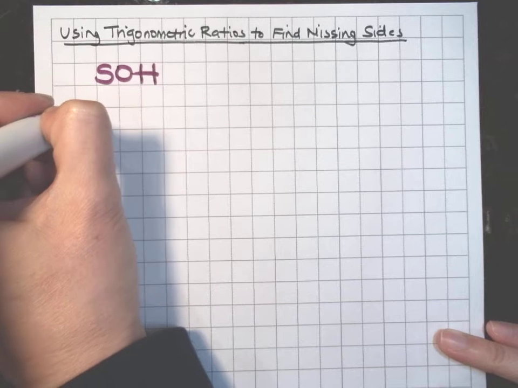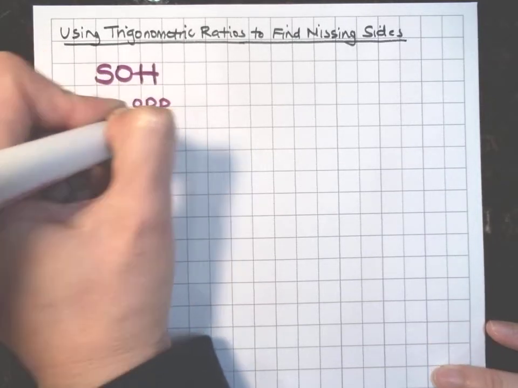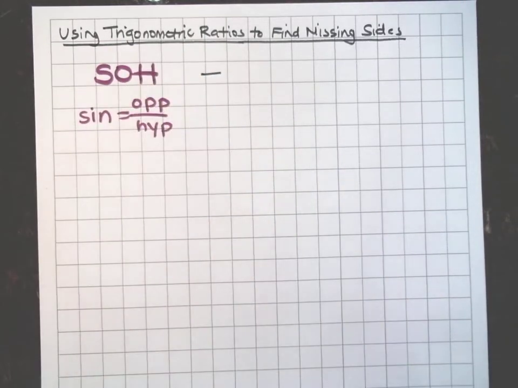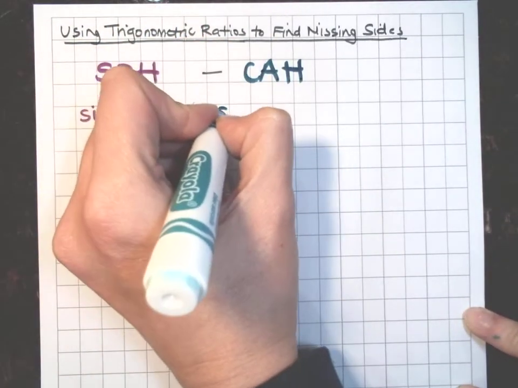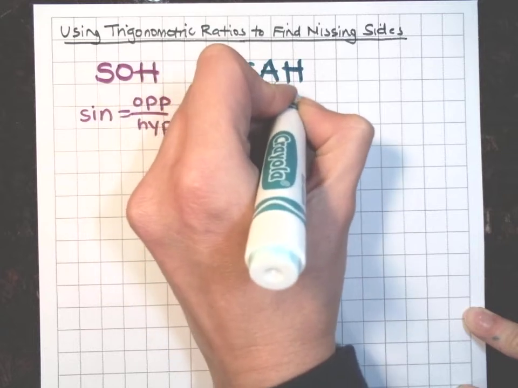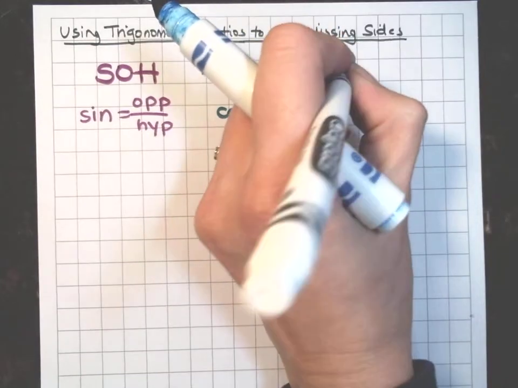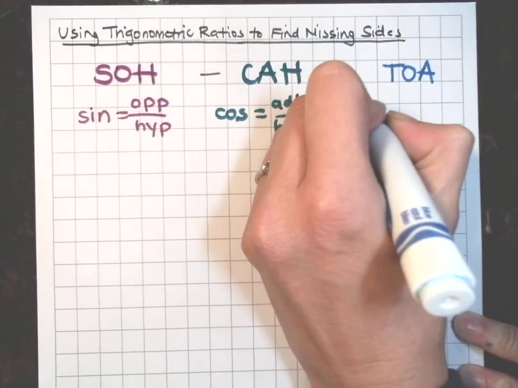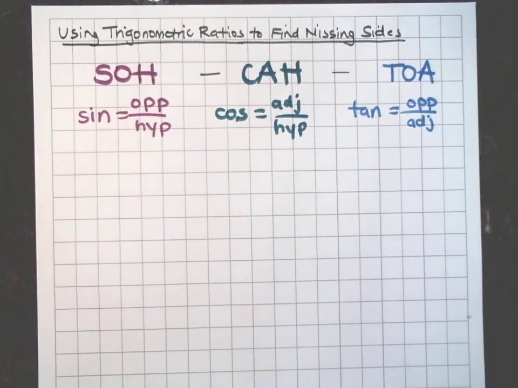So remember, SOH is the sine, and that equals the opposite over the hypotenuse. Then we have CAH, which is the cosine, which equals the adjacent over the hypotenuse. Hopefully you're starting to memorize these. And then the last one is TOA, and we have the tangent, which equals the opposite over the adjacent.